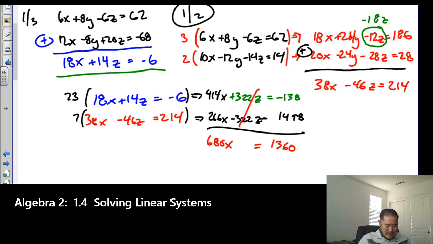Let's hope it works out nicely. And it does. X equals 2. All that just for one variable, right? It's like, what gives? I wish I knew.